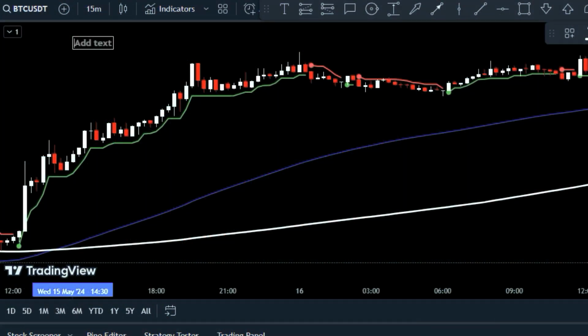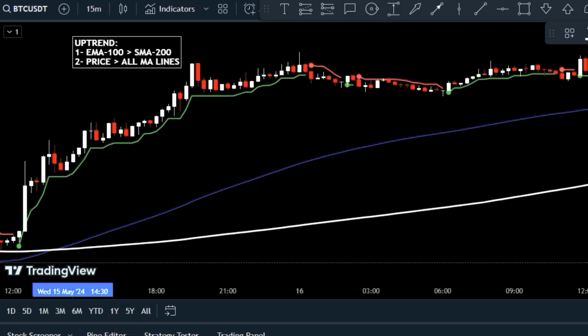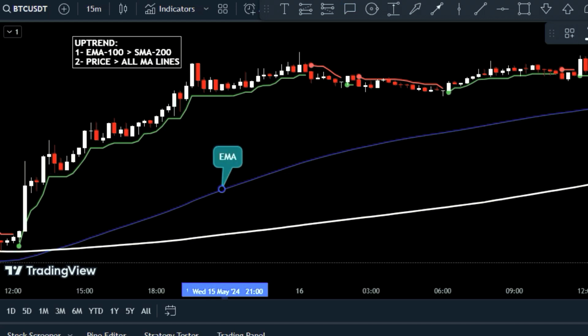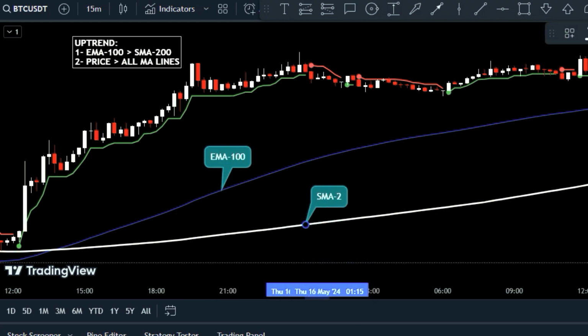Now, let's look at the opposite scenario. When the EMA 100 climbs above the SMA 200 and the price jumps over both moving averages, it signals an uptrend. In this case, entering a sell trade is a no-go as the market sentiment is bullish. Keep in mind, it's always better to ride the waves than to go against them.